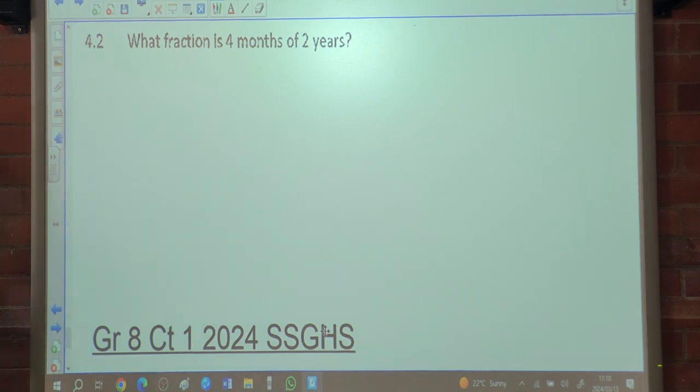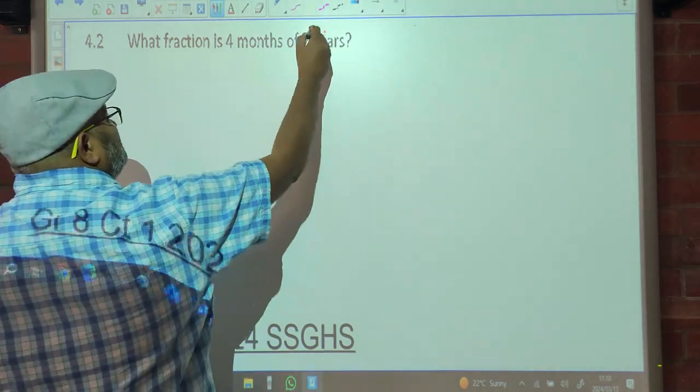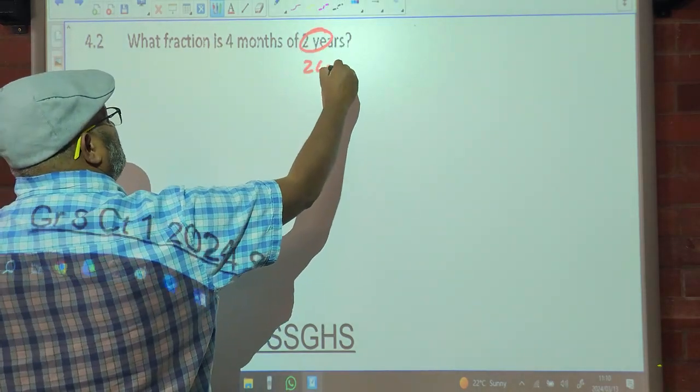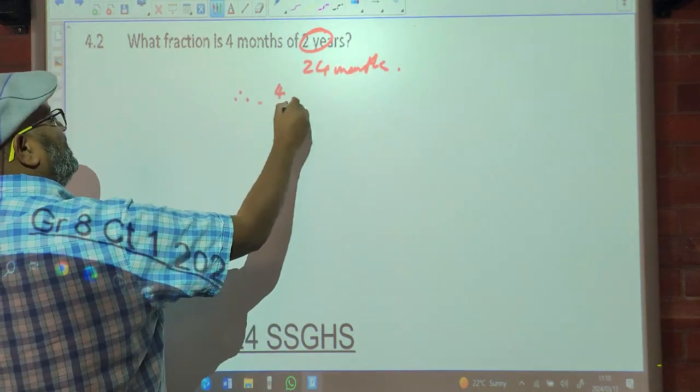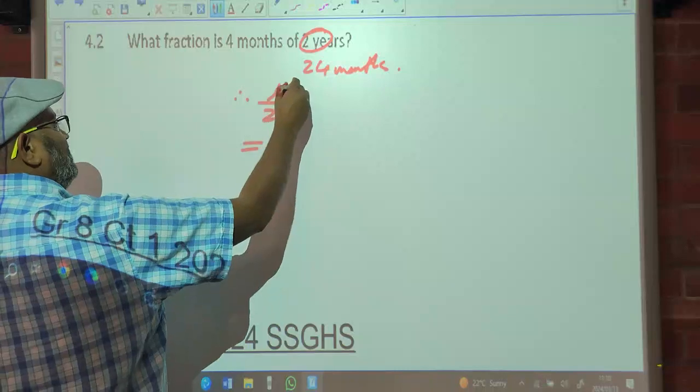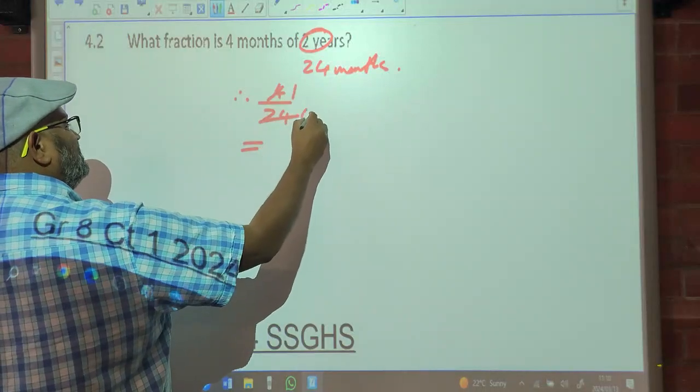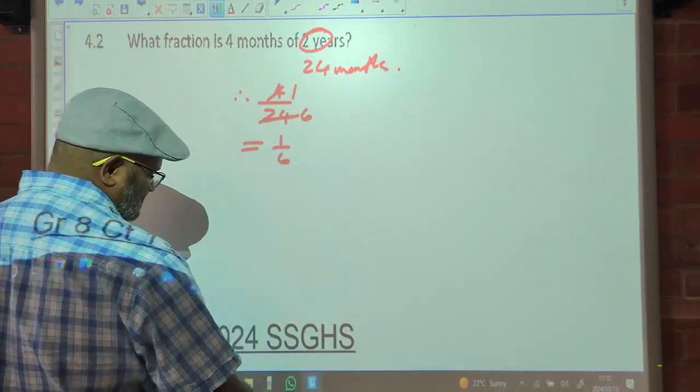What fraction is 4 months of 2 years? How many months are there in a year? 12. So in other words, in 2 years there are 24 months. So therefore it will be 4 out of 24. 4 going into 4 once, 4 going into 24 six times. So the answer is 1 over 6.